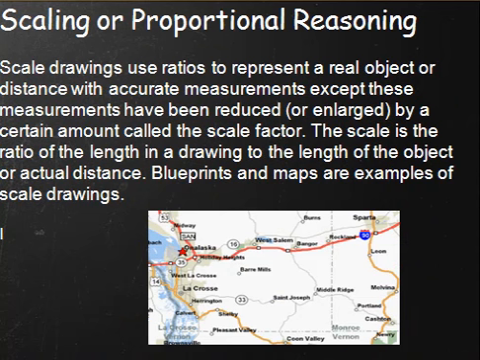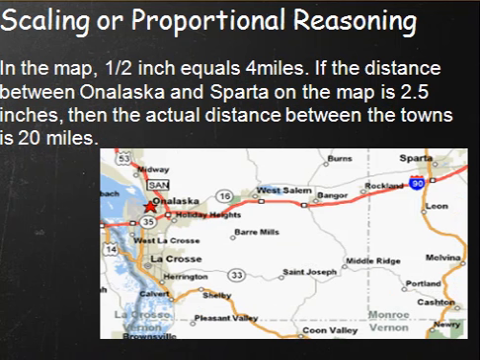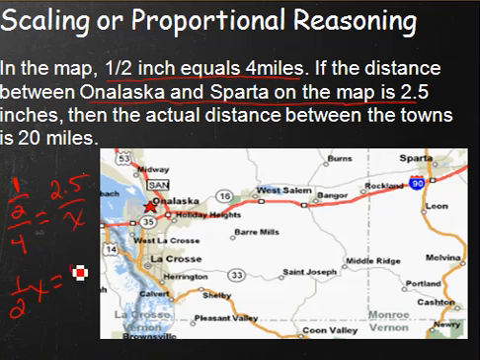Finally, we're going to look at scale drawings. Scale drawing allows us to indirectly find the measurement when we have a scale, such as a blueprint or a map. For example, on this map below, 1/2 inch equals 4 miles, and I want to know the distance between Onalaska and Sparta if the map shows us the distance is 2.5 inches. One way I could solve this is to set up a proportion. I know that 1/2 inch is to 4 miles as 2.5 inches is to x. Cross multiplying, I have 1/2 x equals 4 times 2.5, which is 10, giving us x equals 20 miles.